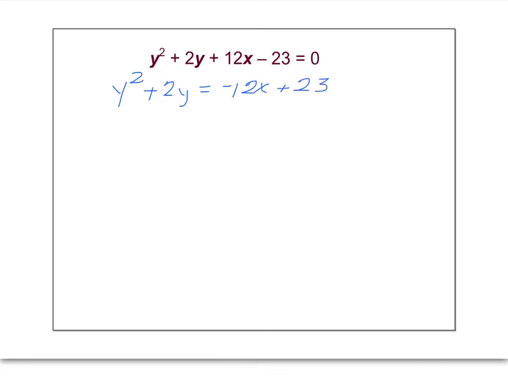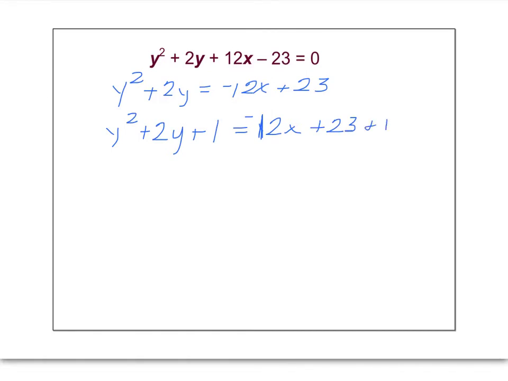And remember, the goal is to complete the square using y squared plus 2y. We want to create a perfect square trinomial. So for y squared plus 2y, if we divide the middle term by 2, that gives us 1, and if we square that, we still get 1. So that means we're adding 1 to the left-hand side in order to complete the square. Keeping in mind this is an equation, whatever we do on the left-hand side, we also have to do on the right-hand side. So this becomes negative 12x plus 23 plus 1.